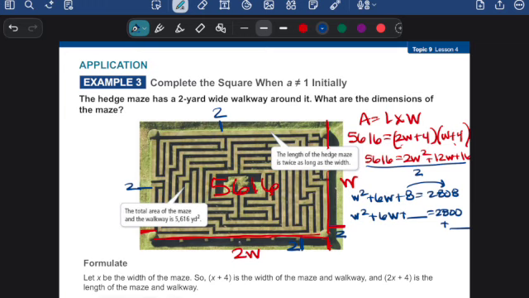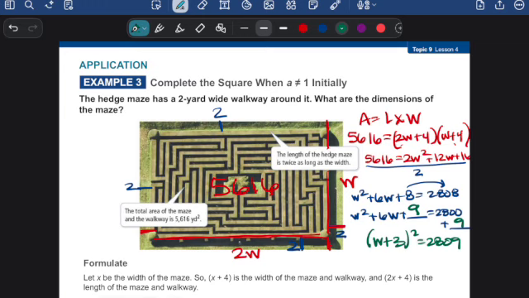Now, looking at my linear term, divide it by 2. 6 divided by 2 is 3. 3 squared is 9. I'm going to add 9 to both sides of my equation. And now I can factor. So w squared plus 6w plus 9 is going to be (w plus 3) squared equals 2809. And we know the rest.